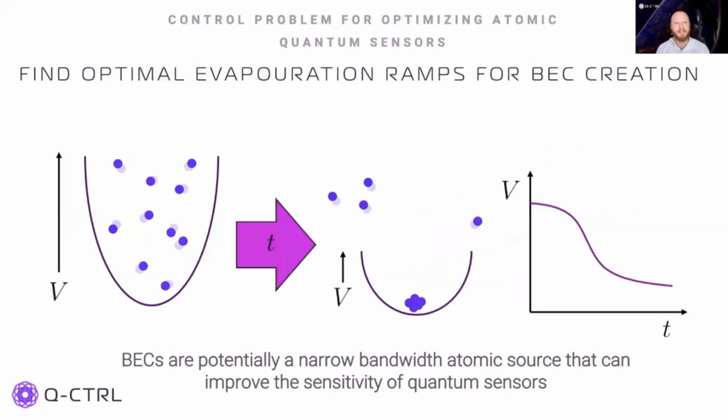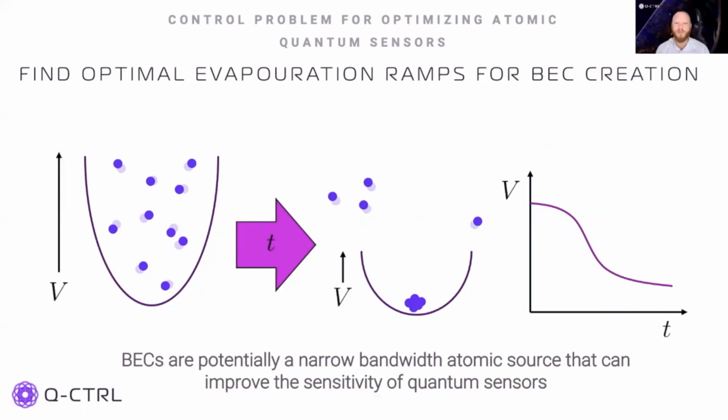Creating a BEC is done through a process of evaporation. Atoms are trapped with a combination of magnetic fields and lasers called a magnetic optical trap, or MOT. The potential depth is then slowly reduced over time to let the hotter atoms escape. The atoms that are left are now much colder. The height of the potential during this evaporation process versus time is called a cooling ramp.